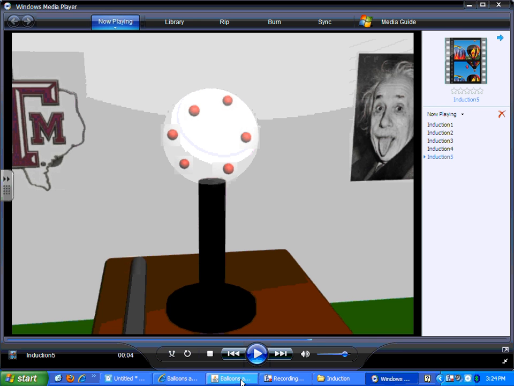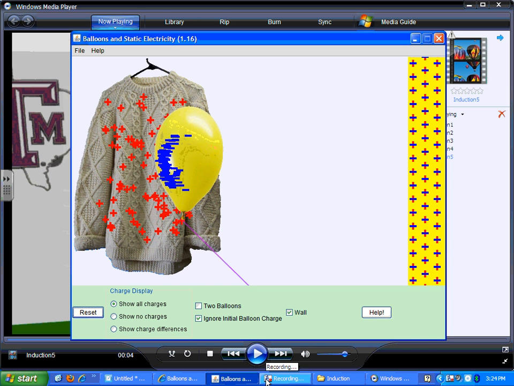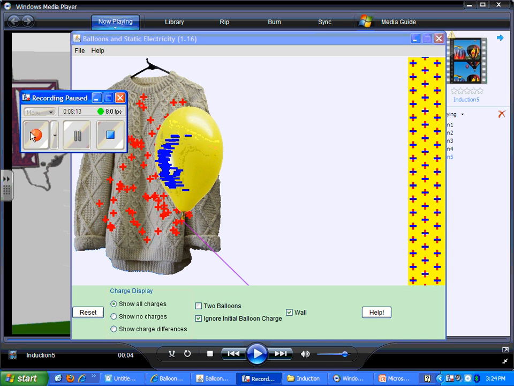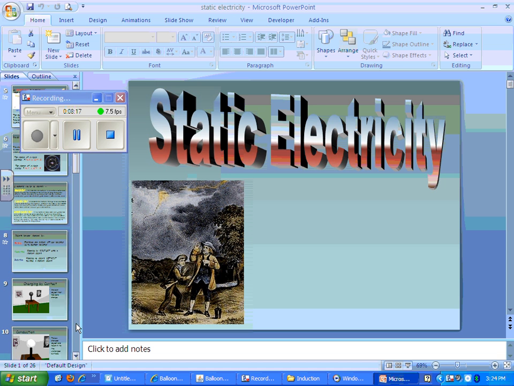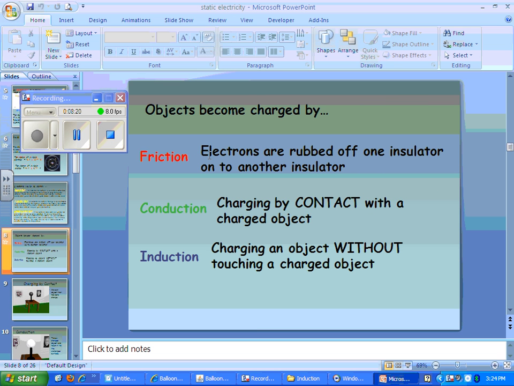So just to go back, we can charge up an object using three different methods. We can do it by friction, which is electrons being physically rubbed off one insulator and put onto another. We can do it by conduction, where you're actually in contact with the object, or induction, when you're charging up without contact. And recall, conduction causes both objects to have the same sign of charge, while induction has the opposite sign of charge.